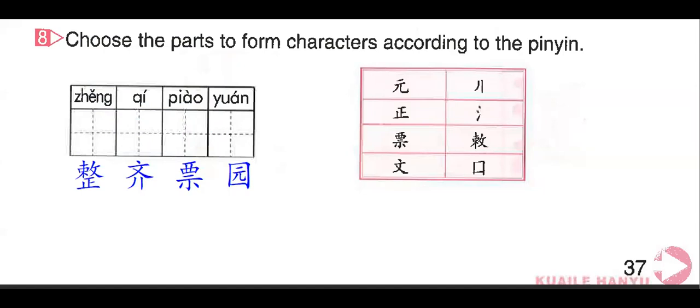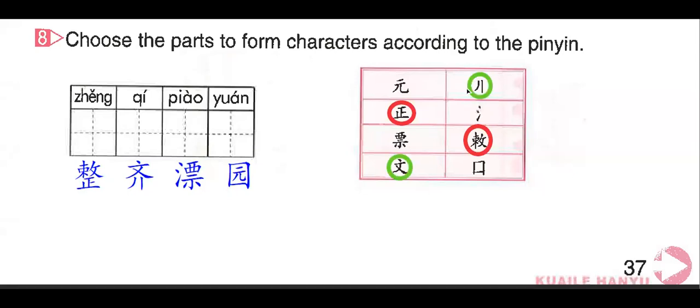Maybe here you can see it a little bit better. We have 陈, 吉, 票, 元. So please check your answers. How do we get these characters? For example, the first one, we use these two radicals to form this character. So that is the way.